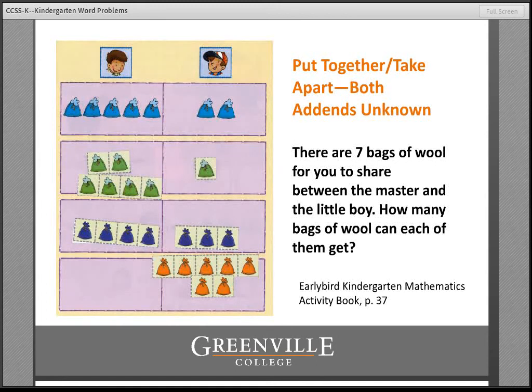Here we actually have an example of a put-together take-apart total unknown problem, and the prompt was given verbally, but the children are using paper manipulatives to record the combinations they found. This activity actually followed a reading of Baa Baa Black Sheep, and it was one of several math activities that used Baa Baa Black Sheep as a contextual situation for its basis. But here you see you have 7 bags of wool, and you're trying to consider the different ways that you could split those bags of wool up between the master and the little boy who lives down the lane.